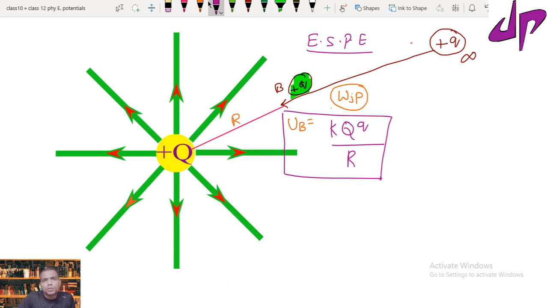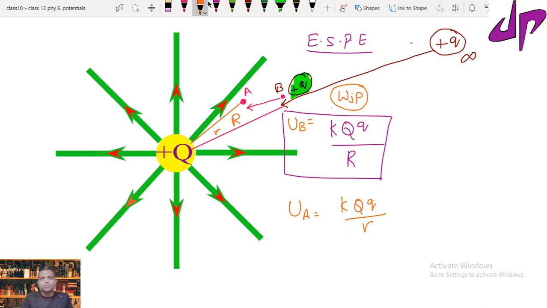Suppose I want to displace this charge from point B to one more location, which is point A. If point A is at a distance of small r, now I can write electrostatic potential energy at point A, which is equal to the same K capital Q small q upon small r.